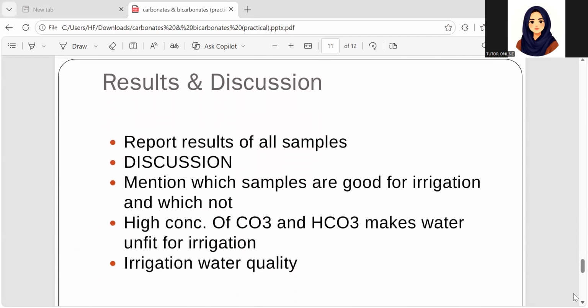Now, for the results, we will report results of all samples and then mention which samples are good for irrigation and which not. High concentration of carbonate and bicarbonate makes water unfit for irrigation, and it adversely affects irrigation water quality.